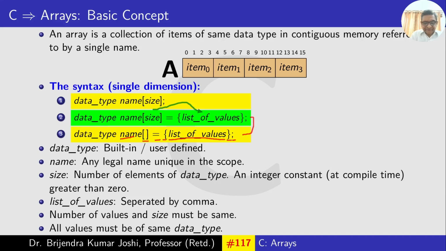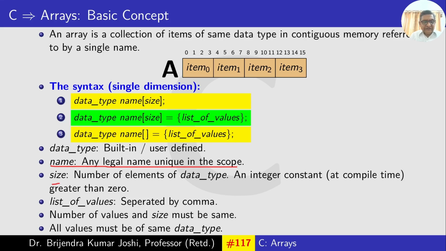Now a few points to note. Data types can be either built-in like int, float, double, char, unsigned char, long double, etc., or user defined like struct, that is structure, etc., or union. The name has to be legal, any legal name unique in this scope. In one of the videos I talked about scope.